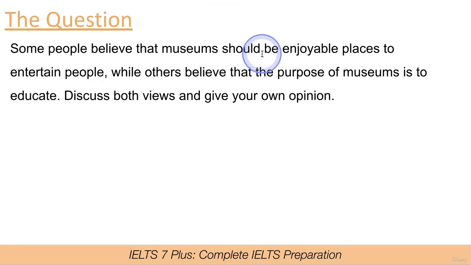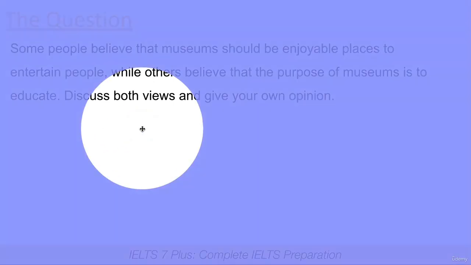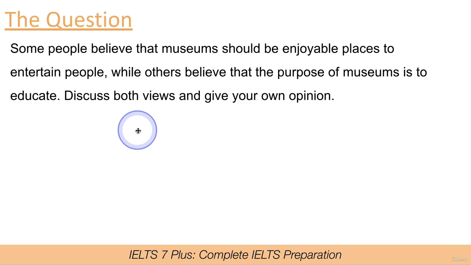Let's just go back and really make sure that we understand what's being said here. Museums should be enjoyable places to entertain. That's one side. While the other side is museums should educate. So we've got entertain versus educate. Okay, so for this question then, we will do the first paragraph on one side. So say paragraph 1 about entertaining, and the other paragraph about the other view.